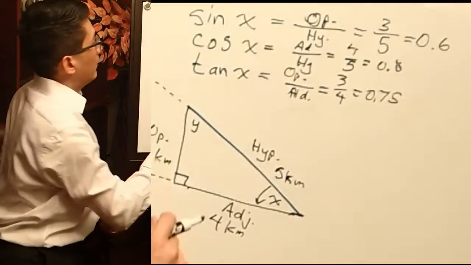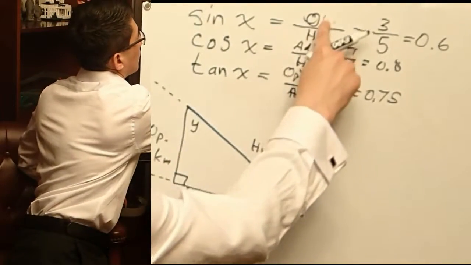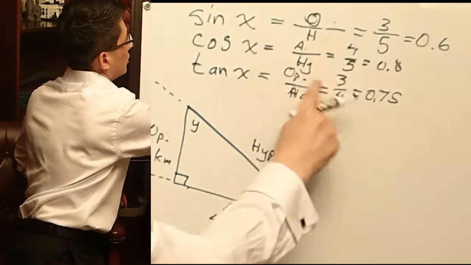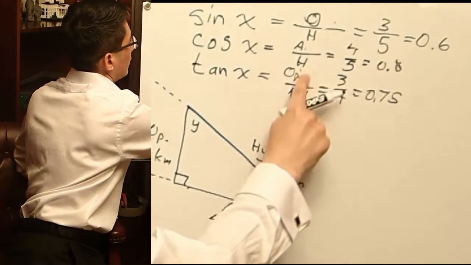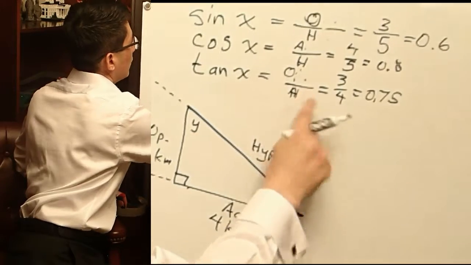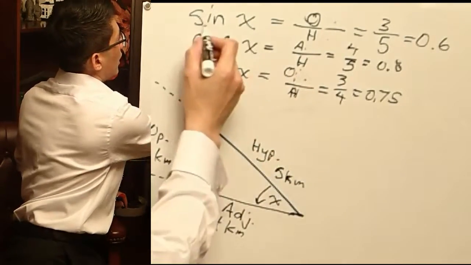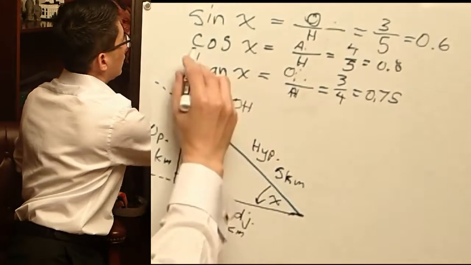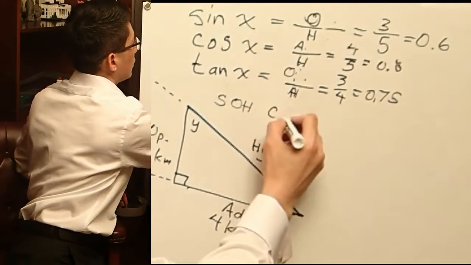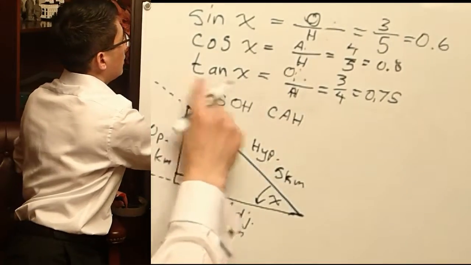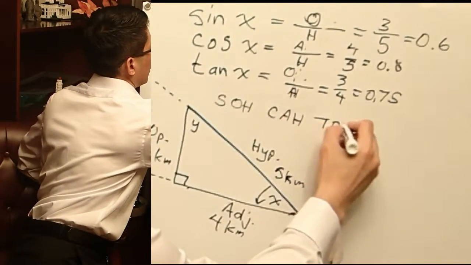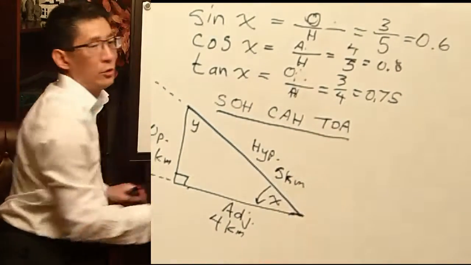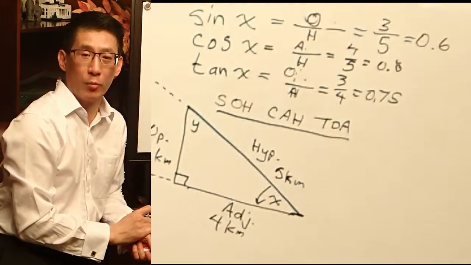An easy way to remember all this is to take opposite over hypotenuse, adjacent over hypotenuse, opposite over adjacent, and we come up with sine OH, cos AH, tan OH, giving us the letters SOH CAH TOA. If you remember nothing else, remember that.